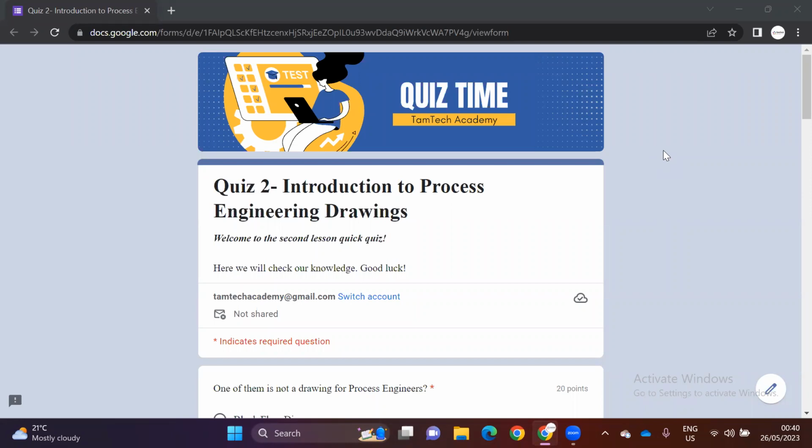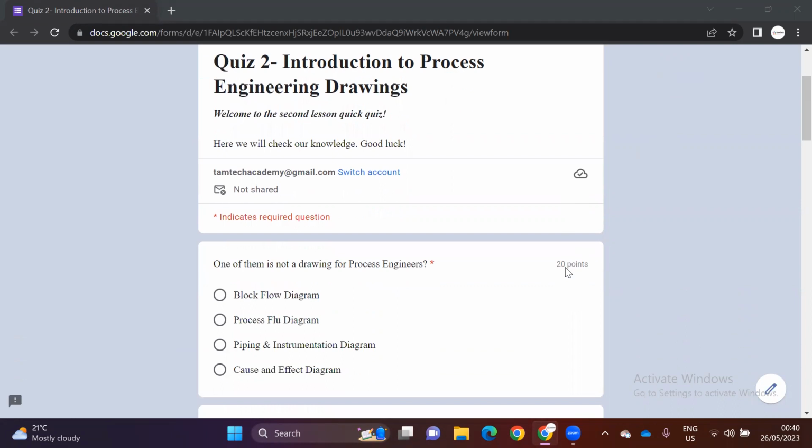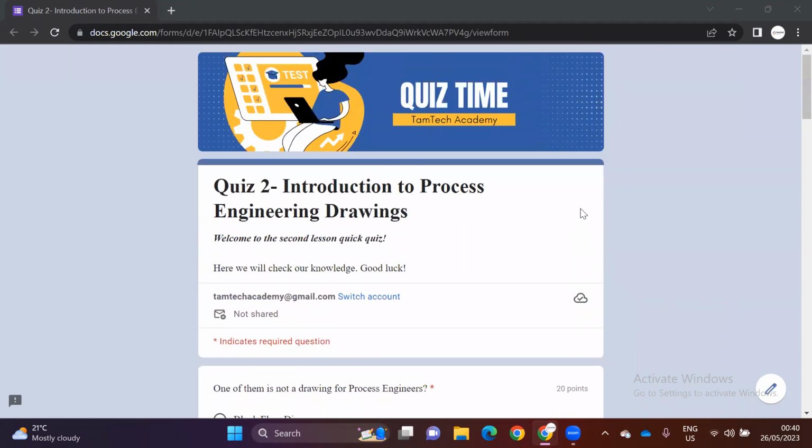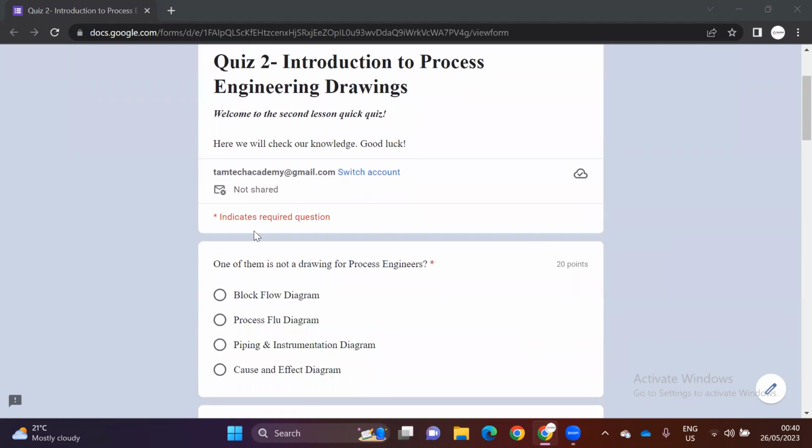Good day to all. Today, as we promised last time, we'll be talking about the second quiz explanations. This quiz was about process engineering drawings and introduction to them. While answering these questions, we'll delve into some basic topics and give some explanations. So it's highly recommended to work on the quiz by yourself and then watch the videos. Therefore, we put the link in the description of the video and you can find it. So let's get started. The first question.